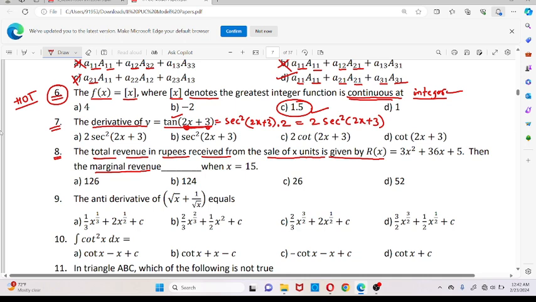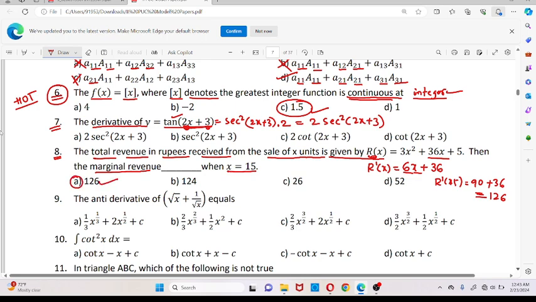When this type of question comes, what should we do? Just differentiate this function. So that will become R dash of x, that is equal to 3x square differentiation will be what? 6x plus 36 differentiation is what? 36. Okay, in place of x you just put 15, that is the total output given, that is R dash of 15 will be, so 15 into 6 is what? 90 plus this is 36. So 90 plus 36 will be what? 126. If you go through the options, option A will be the right one.